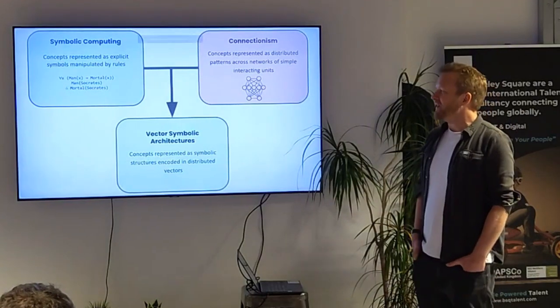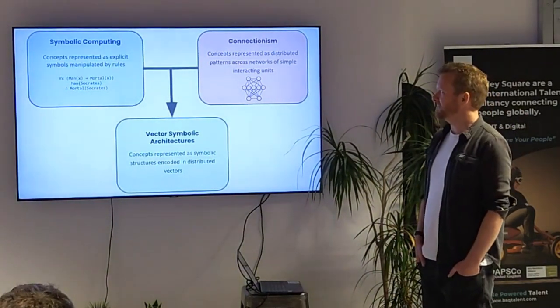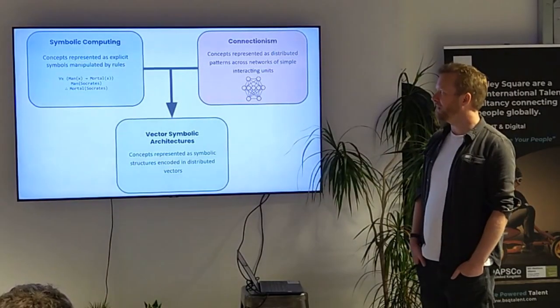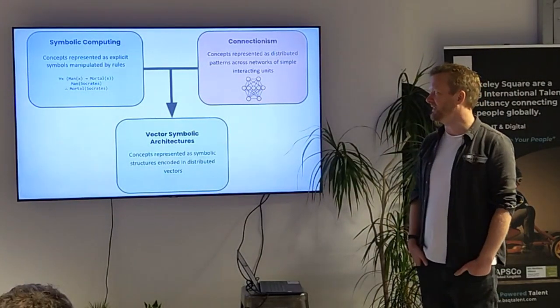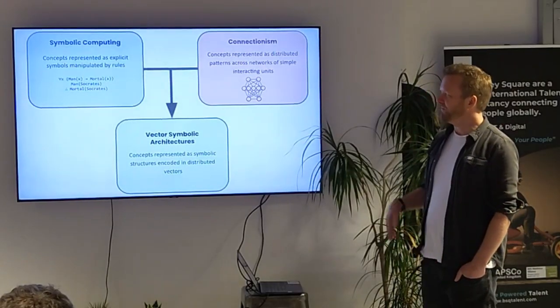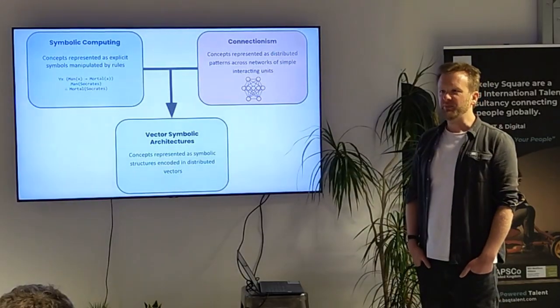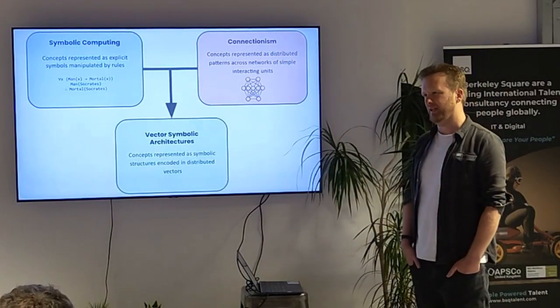So roughly speaking, very roughly speaking, in AI we split into these two fields of study. We have symbolic computing, where we're representing concepts as symbols which are manipulated by rules. So we've got an example here of some formal logic that we've written down, but of course this could be any programming language basically.